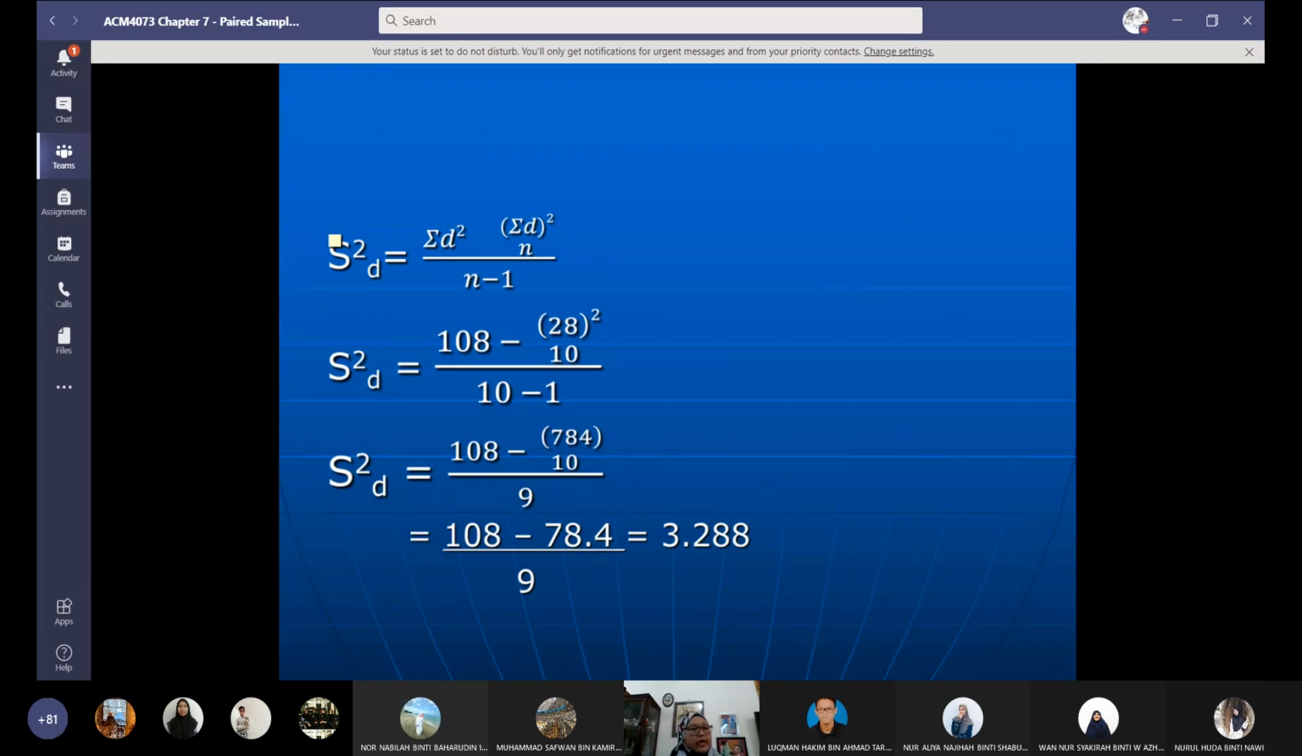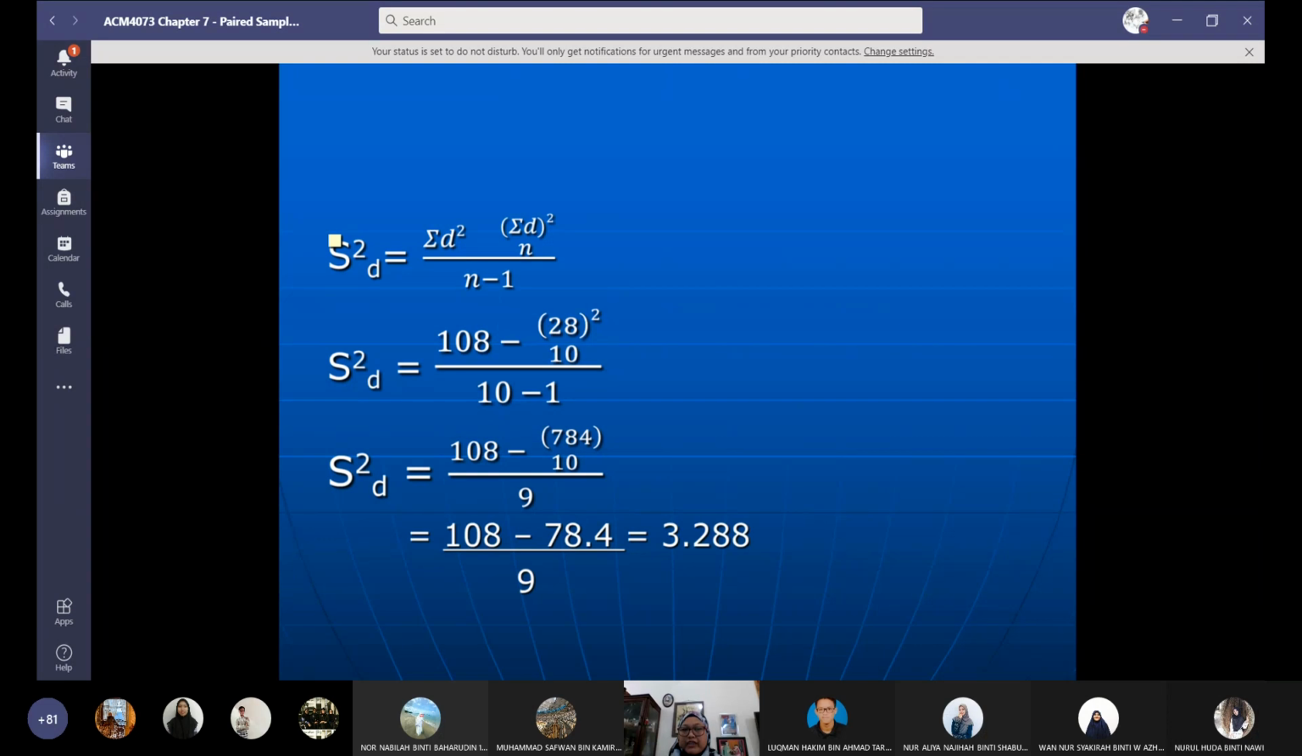So 108 take away 78.4 is 29.6. 29.6 divided with 9 is 3.288. So this is S2D.